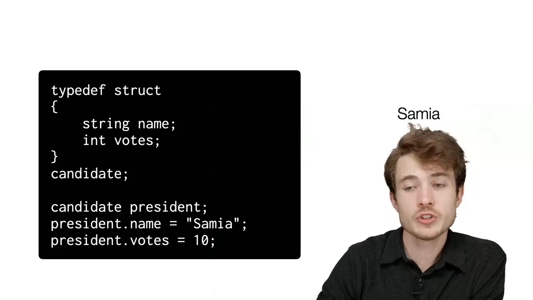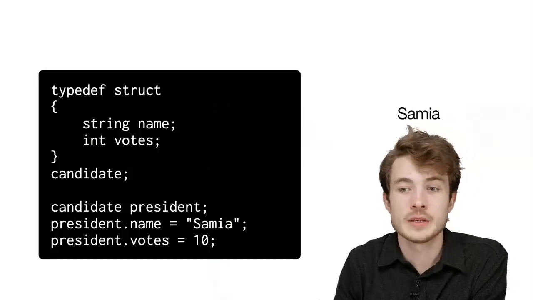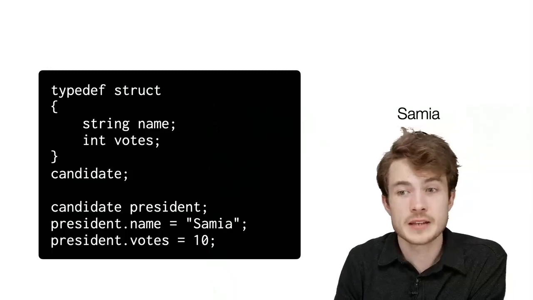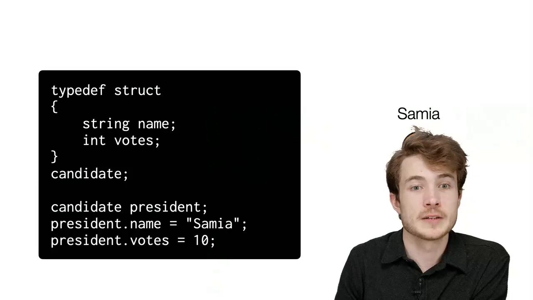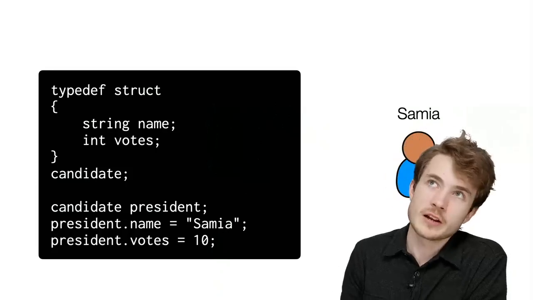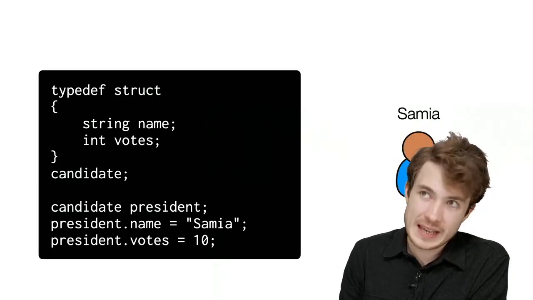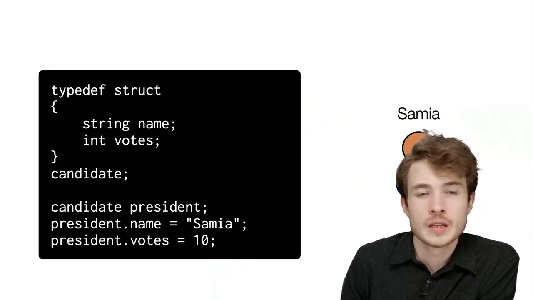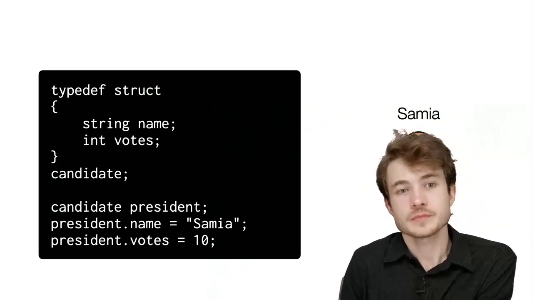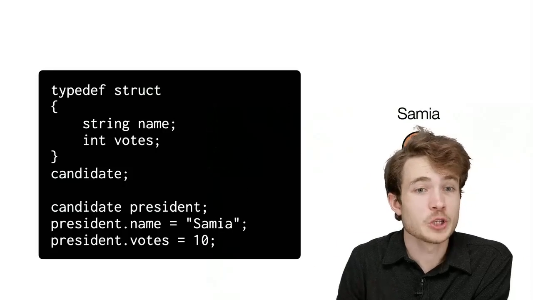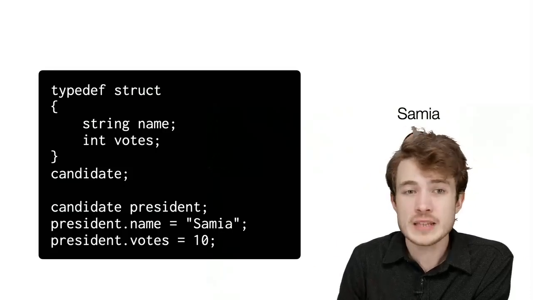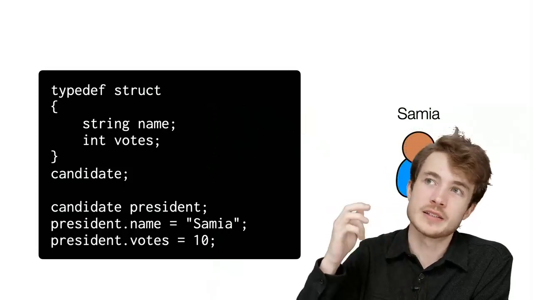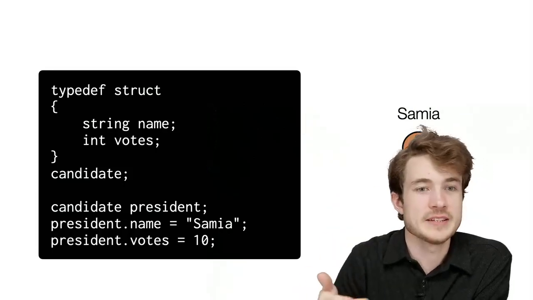And a question here, could we just use candidate.name instead of president.name, like the structure name instead of the variable name we just created? So it's worth mentioning here that the struct candidate is more so not a variable we've created, but a template for one. So every new candidate we create has to have its own name, but it will all be kind of inherited from this idea of a candidate.